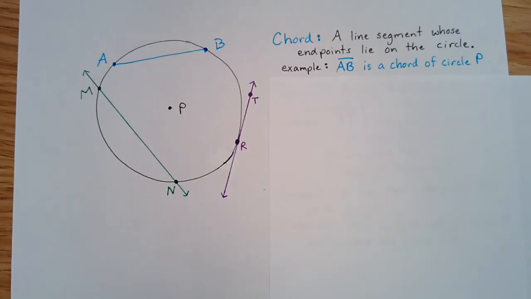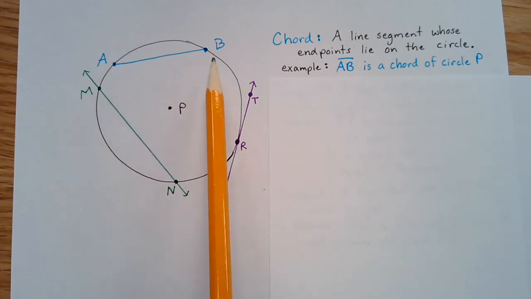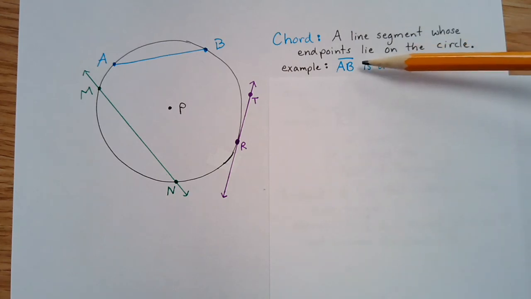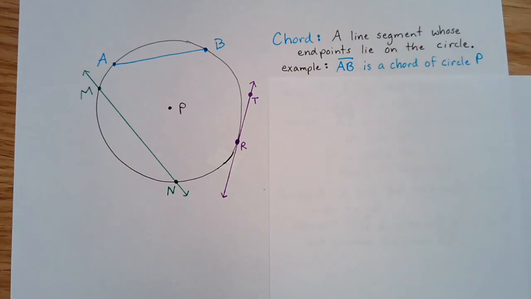All right, now a chord is a line segment whose endpoints lie on the circle. So in our diagram, I've done this in blue, chord AB has its endpoints on the circle P. So this line segment AB is a chord of circle P.